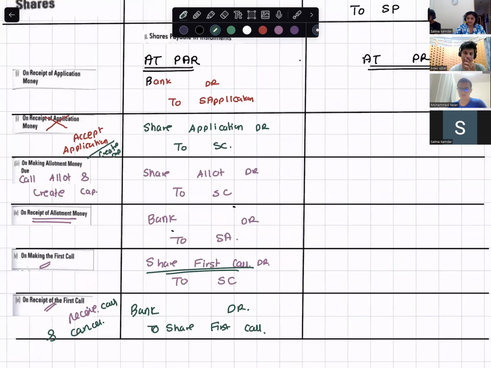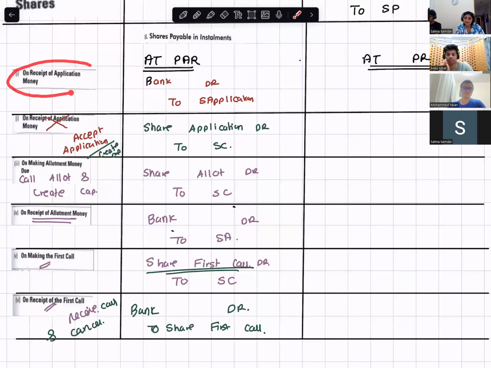Can you give me the stages again? It's not clear. First, I receive the application, then I accept the application. Then I allot, call for the allotment, I receive the allotment. I call the first call, I receive the first call. Again, we can repeat.